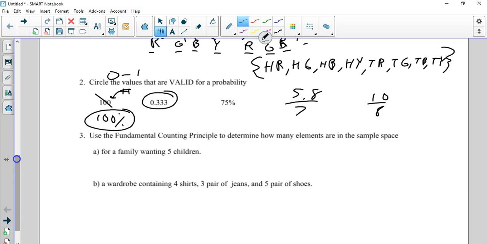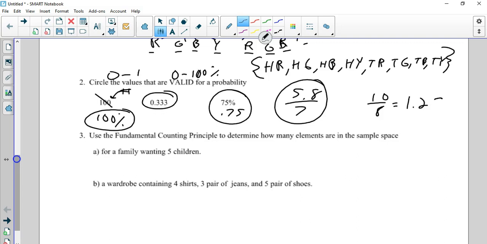0.333, perfectly valid. It's between 0 and 1. 75% is 0.75. Okay? So another way to think about this is between 0 and 100%. 5.8 is less than 7, so we're good to go. 10 over 8 is actually 1.25, so that's a no. If the numerator is bigger than the denominator, it's a no.